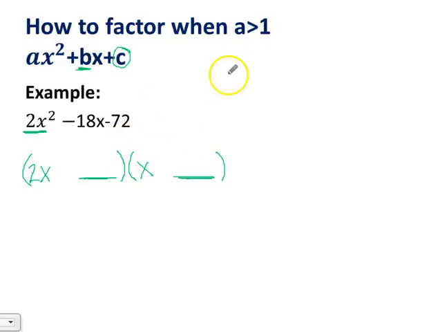So what are some factors of negative 72? I'm just going to start trial and error here, plugging different numbers in and then distributing to see if it works. Some factors of negative 72, I can think we've got negative 8 and positive 9. So I'm going to go ahead and try those, negative 8 and positive 9, and then distribute and see if that works. So 2x times x, remember we have to distribute, would give us 2x squared.